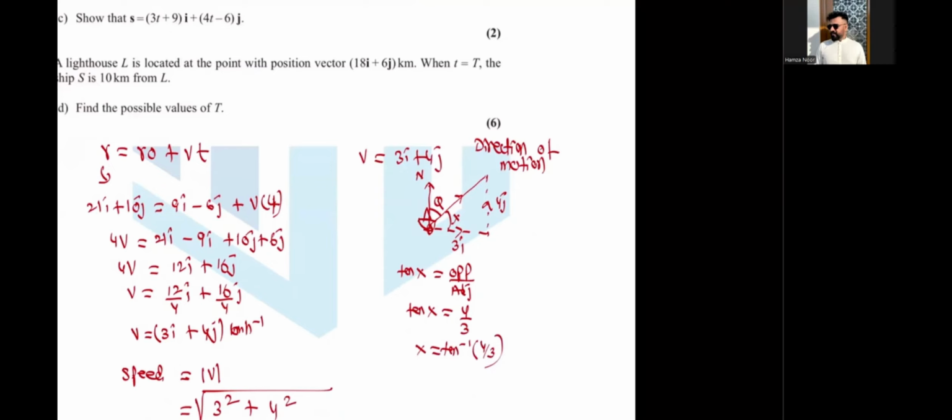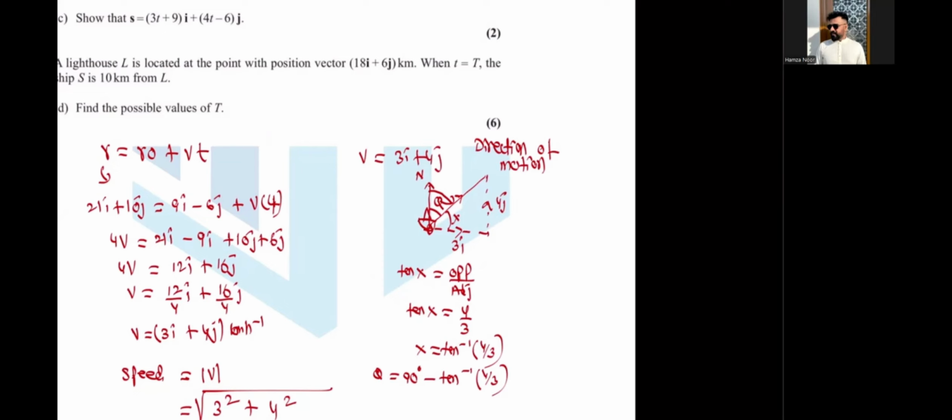However, we need to find this angle theta. So in order to find this angle theta, I can say that it is 90 minus tan inverse 4 over 3. As simple as that. So 90 minus tan inverse 4 over 3.